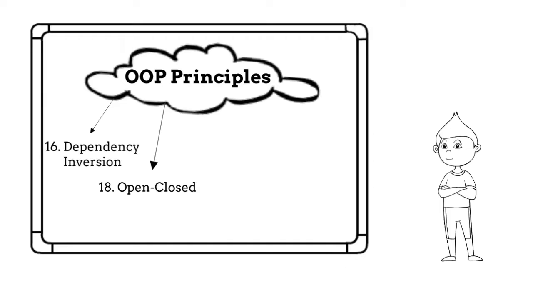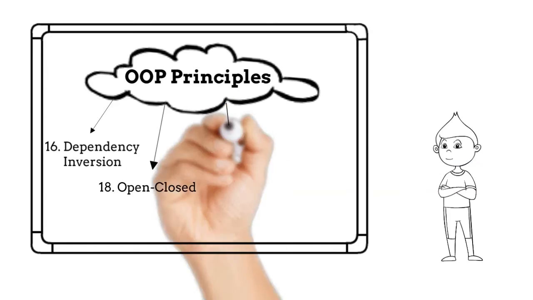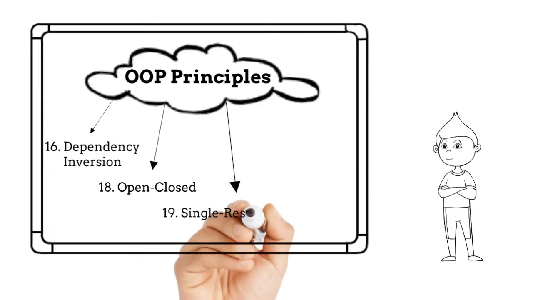Open-close principle states that objects or entities should be open for extension but closed for modification. Meaning, the objects should be accessible for use, but the integrity of the object needs to remain intact.